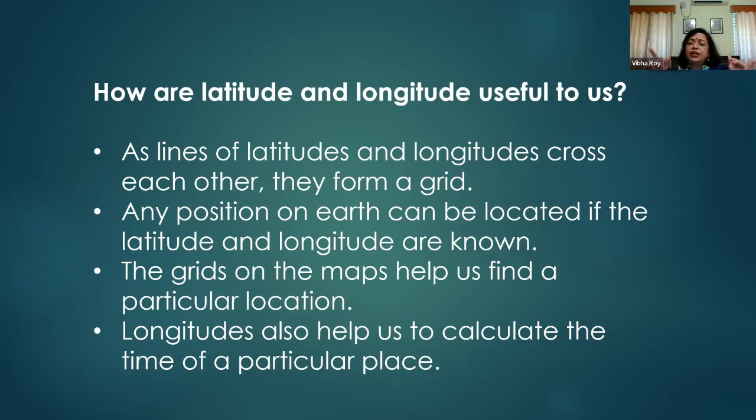But how will we know which place is where? For that, we have to know the longitude. Only latitude will not help us to locate a place. We need the longitude also. So grids on the map help us find a particular location. Longitudes also help us to calculate the time of a particular place.